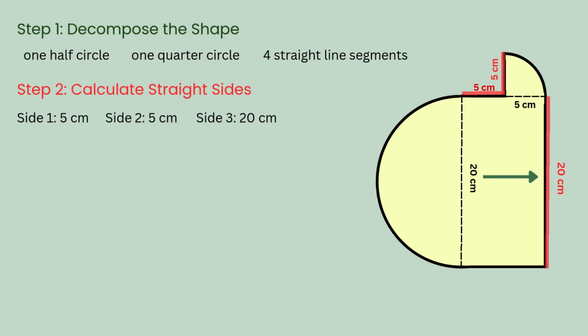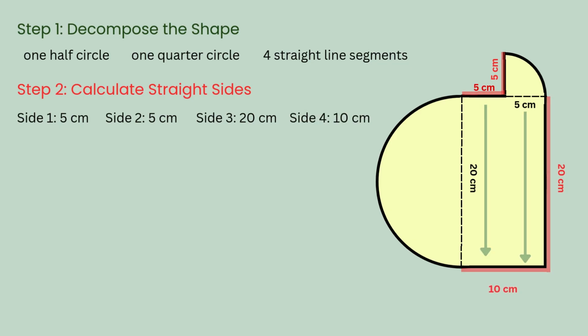Side 3 is the long vertical side. It doesn't have a label either, but it runs parallel to the diameter of the half circle. The diameter is labeled as 20 centimeters, so side 3 must also be 20 centimeters. Side 4 looks a little confusing until you compare it to the other sides. It lines up with side 1 plus the radius of the quarter circle. Side 1, 5 centimeters, plus the radius, 5 centimeters, equals 10 centimeters. So side 4 is 10 centimeters long.